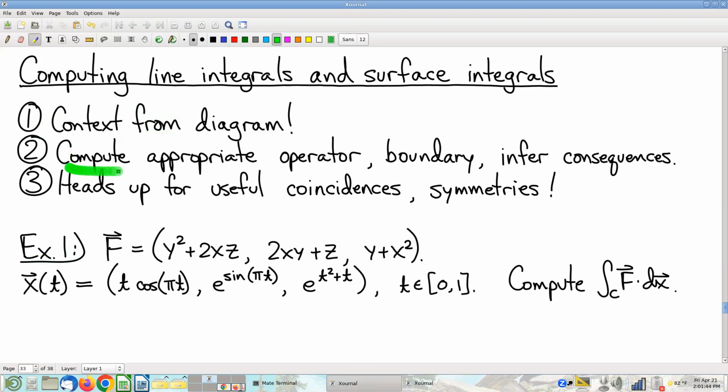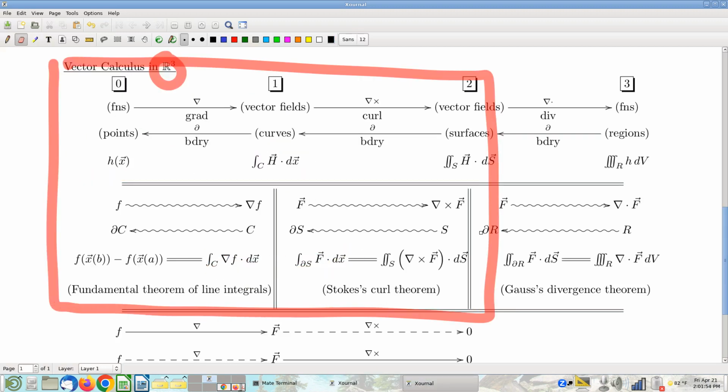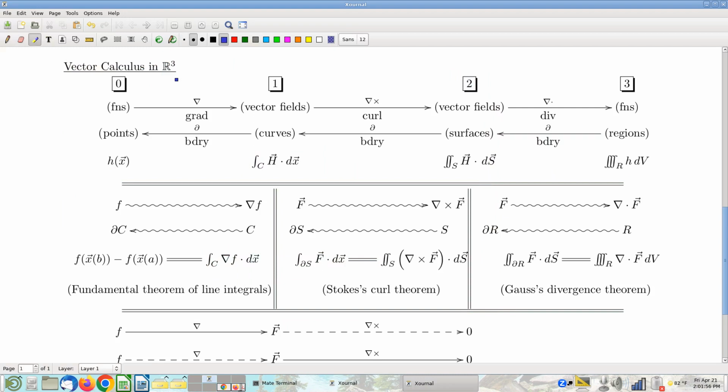Let's see. Compute the appropriate operator and the appropriate boundary and infer what that means. Okay, so back to the diagram. Keep in mind, this is all red. This is stressing me out. Let me put this in blue. Okay, we're in R3. We're looking at this.